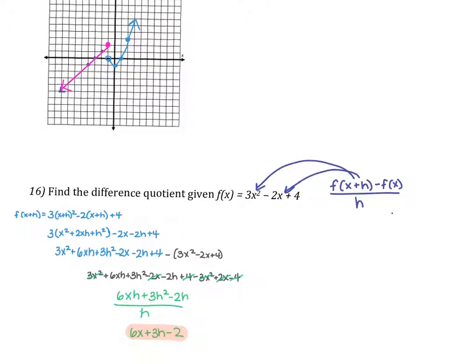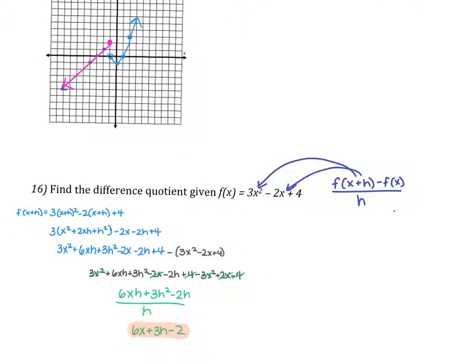And then difference quotient should have been 6x plus 3h minus 2. So the blue is the work for the f of x plus h. The black is your f of x. Distribute that negative, combine your like terms. Last step is making sure it gets put over h and then simplified.